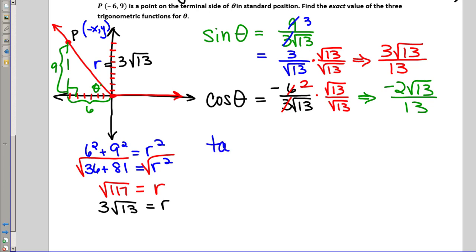Lastly, we have tangent, and tangent in this case is the easiest because we are already given the opposite and the adjacent side. So we have 9 over negative 6, or negative 9/6, and you can leave it like that, or you can reduce it to simplest form. They have a common factor of 3. 3 goes into 6 2 times, 3 goes into 9 3 times. So we have tangent equals negative 3/2.